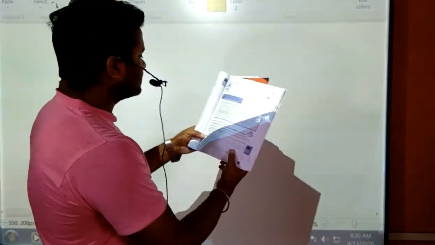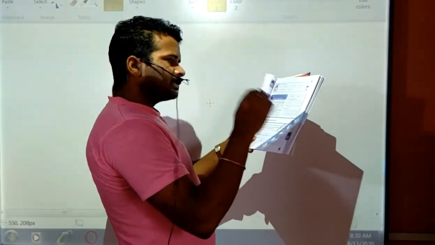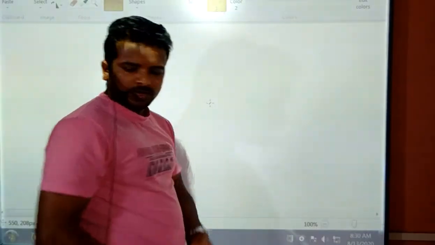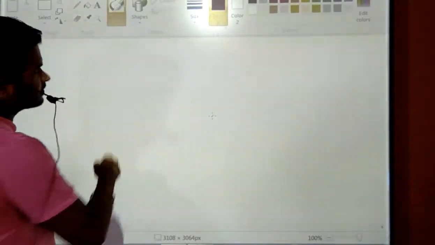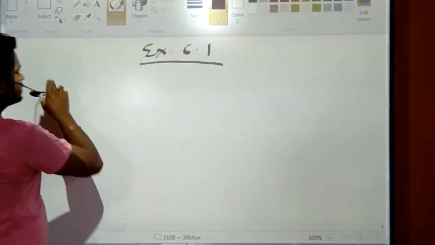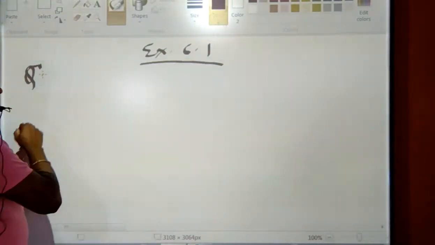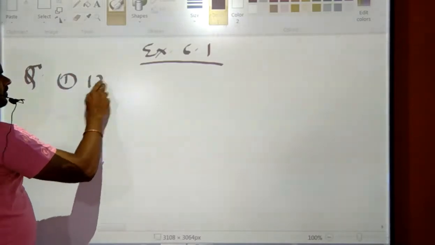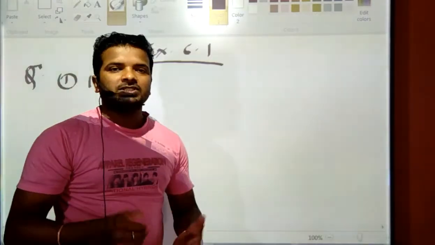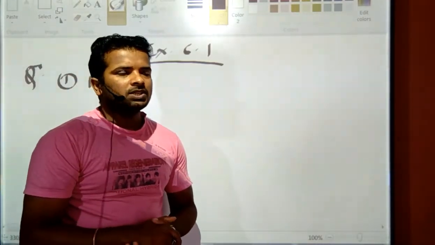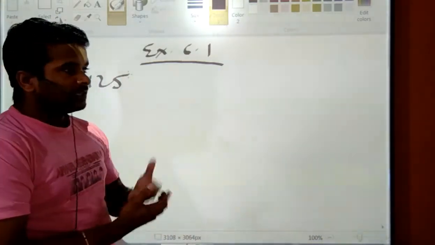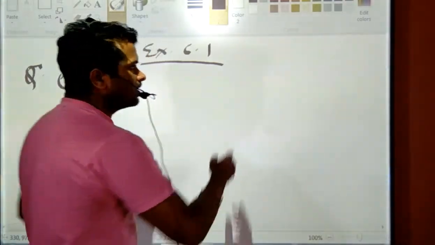So in exercise 6.1, question number 1 says: express these numbers in exponential form. Roman number 1 is 125. We need to write 125 in exponential form, in the form of power. As I told you, we need to count how many times, but 125 is only 1. That's why we go for the factors to take out the LCM.